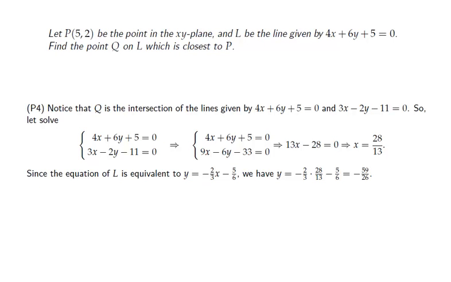This is the last paragraph. It begins with a logical connection rather than an instruction, such as, let's solve the system of equations.